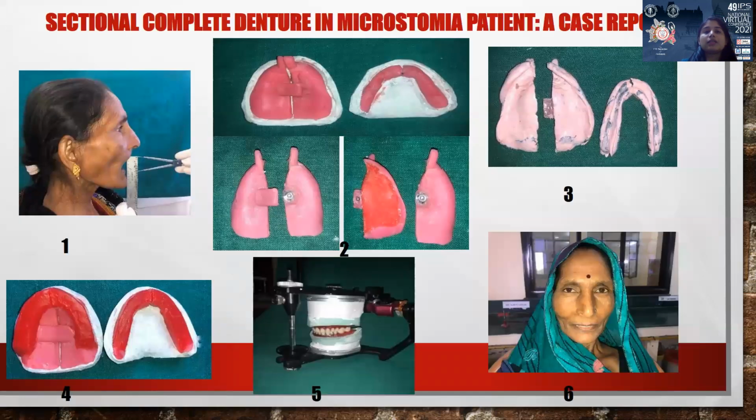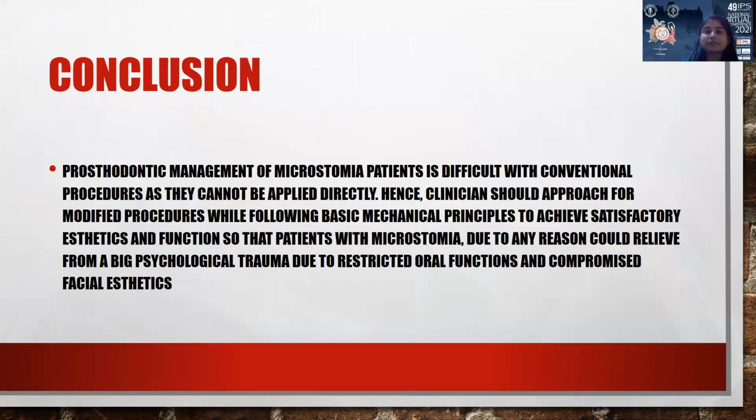This is a case report, sectional complete denture in a microstomia patient. The case came to our department. In the first figure, reduced mouth opening could be seen. In the second figure, a custom sectional tray, and after taking the impression, it has been attached with the help of stitch button attachments. Then after jaw relation, try-in was done, and in the last figure, we can see the patient was satisfied with the denture.